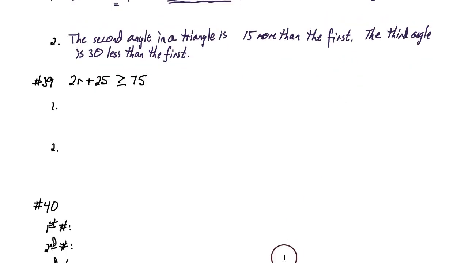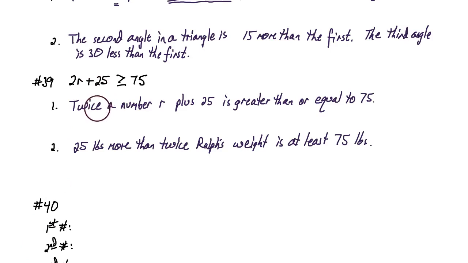For number 39, I'm going to approach it similarly. My first statement will be a literal translation, and my second one, I'll try to create a real-world application. For number 1, I wrote twice a number r, do you recognize that up there, plus 25 is greater than or equal to 75. For my second statement, I tried to think of something real-world. It's probably pretty silly, but I tried.